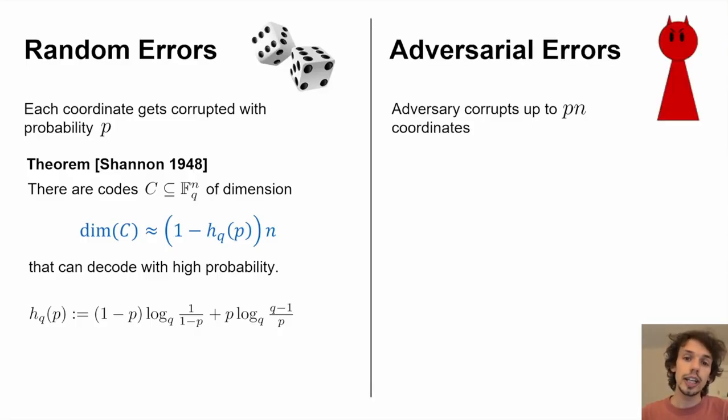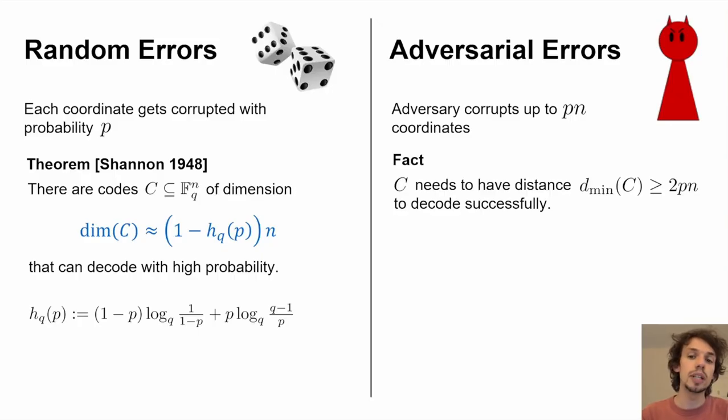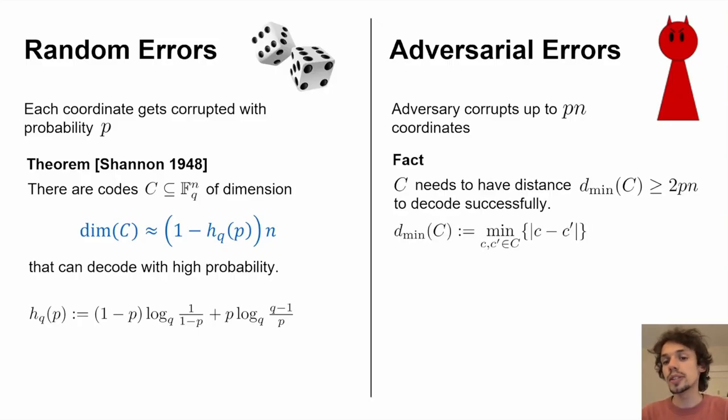On the other hand, for adversarial errors, it's reasonably easy to see that if you want your code to be able to recover from pn adversarial errors, then you need the minimum distance to be at least 2p times n, where the minimum distance is just the minimum Hamming distance between any two codewords in your code.